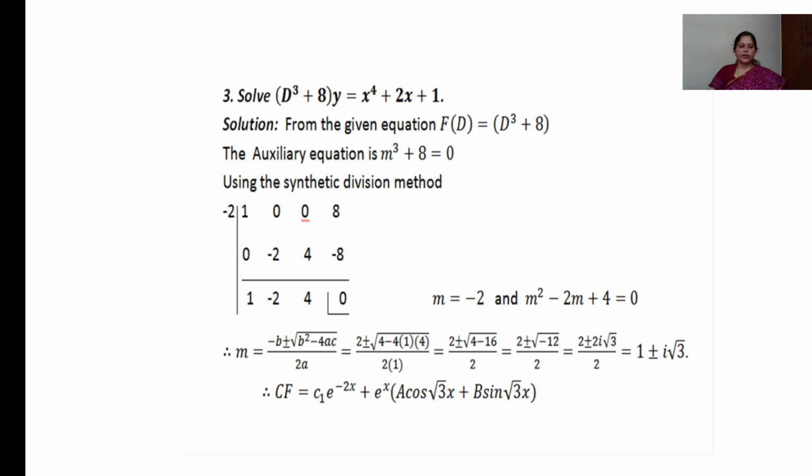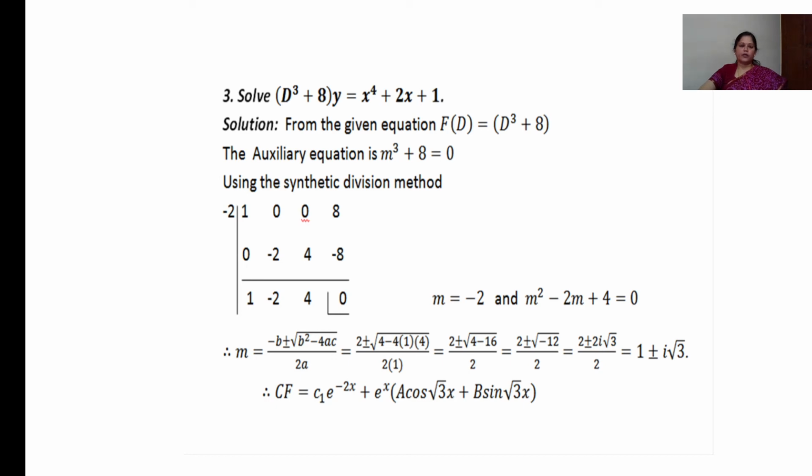So the complementary function is c1 e to the power minus 2x, because we have 3 values of m for this equation, since the given equation is a cubic equation. So now the complementary function is c1 e to the power minus 2x plus e to the power x into a cos root 3x plus b sin root 3x. After this complementary function, we are going for the particular integral.